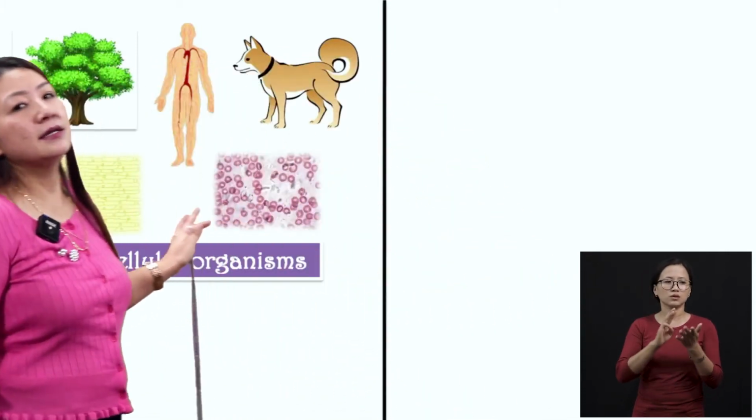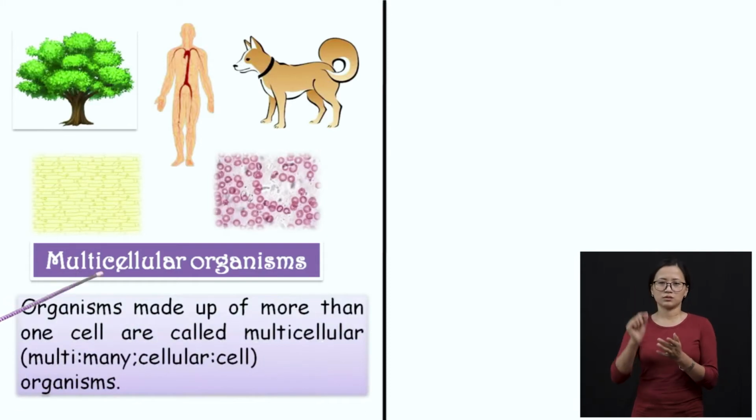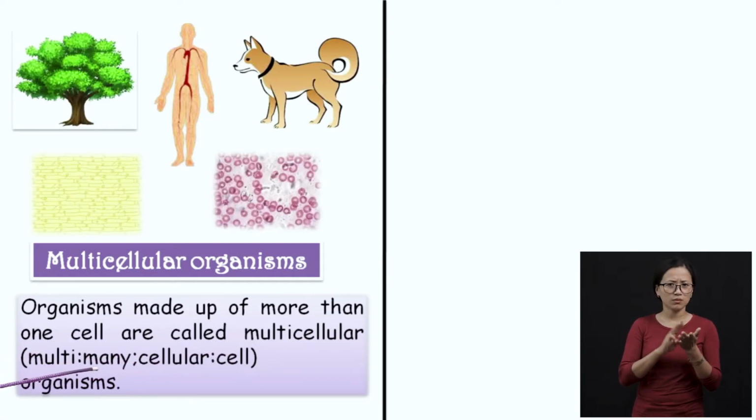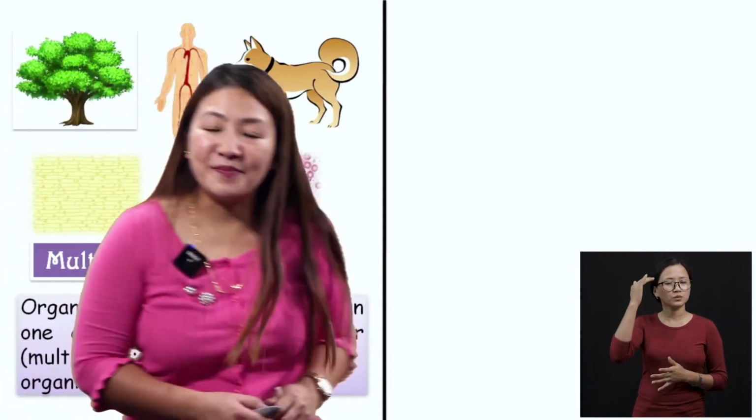Lots of cells. So such kind of organisms, like the plants, the animals, the human being, which are made up of more than one cell, more than one cell, that means many cells, are known as multicellular organisms. What, children? Multicellular organisms. That means organisms made up of more than one cell. They are called multicellular. Multi means many. Cellular means cell organisms. So now you know what are multicellular organisms.